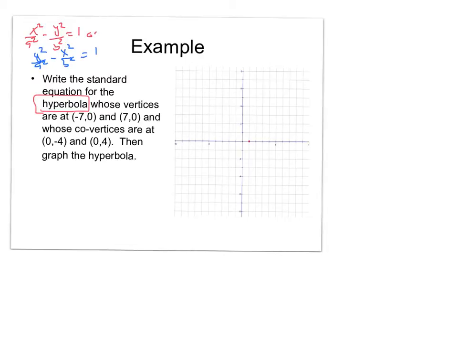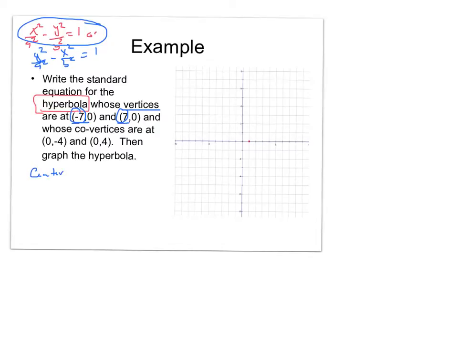So I have to look and determine where the vertices are. And the vertices are at negative 7, 0, 7, 0. So the movement is on the x-axis. So because it's moving on the x-axis, I'm going to deal with this guy right here in red. And so that means that I'm dealing with a hyperbola that opens to the left and to the right.